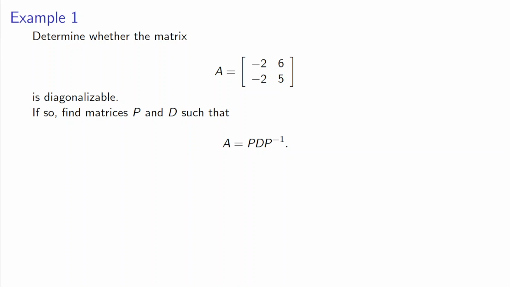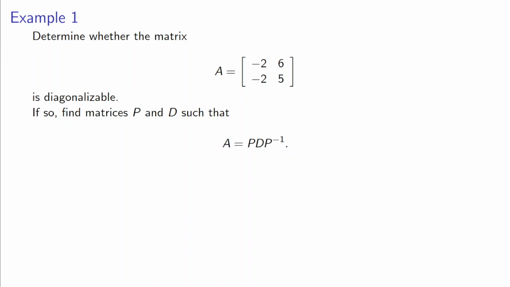Let's look at several examples of determining whether a given matrix is diagonalizable, and if so, we're going to find a matrix P and D such that our matrix equals P D P inverse. In particular, D is going to be a diagonal matrix. So in the last video, we defined when this would be the case.